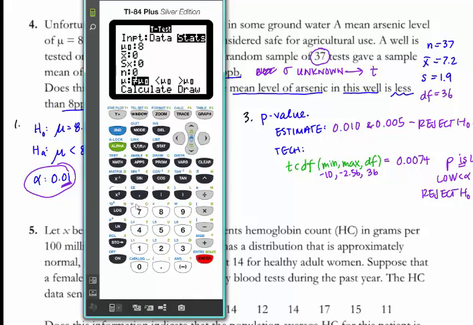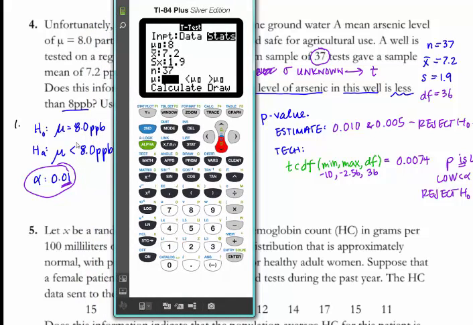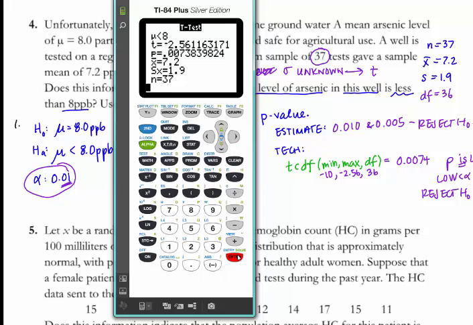X bar is the sample mean, 7.2. Sx, the sample standard deviation, 1.9. And n, the sample size, is 37. We do have to tell the calculator what type of test we're running: left-tailed, right-tailed, or two-tailed. That's the statement that's in the alternative hypothesis. We found here that this was a left-tailed test. We were interested in the probability that it's less than 8 parts per billion, so highlight the left-tailed option, the less than null hypothesis, and then press calculate.